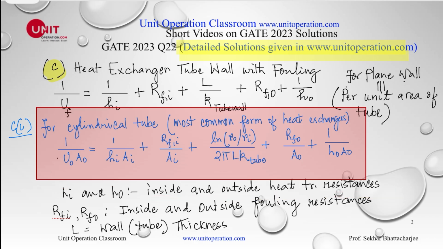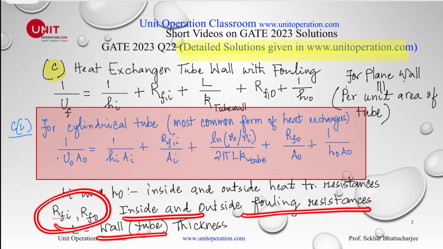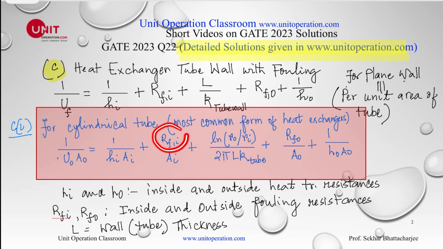HI, AO, okay, and so these are the inside and outside resistances, and RFI and RFO are the inside and outside fouling resistances of the tube. So these are the fouling resistances of the tube, and this is the resistance offered by the thickness of the tube itself.